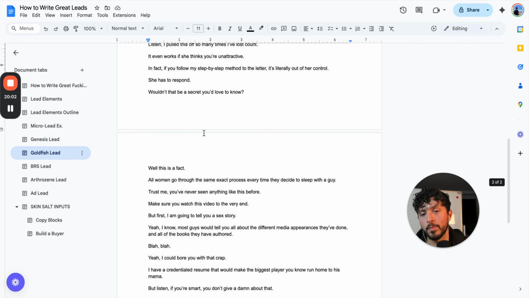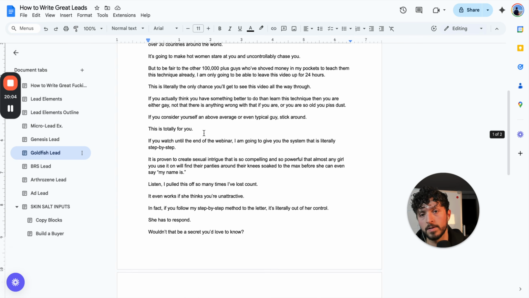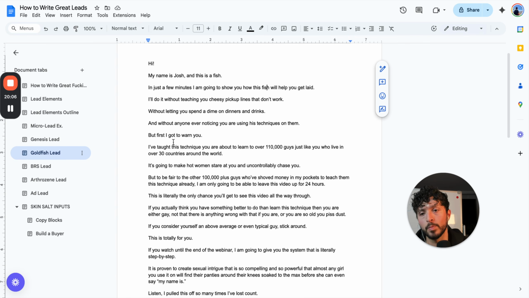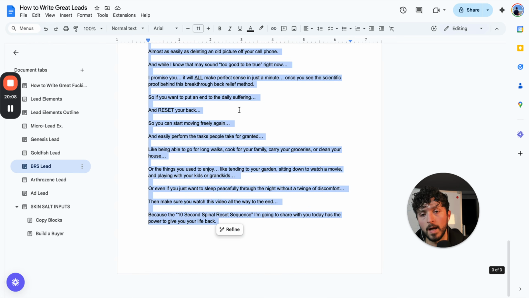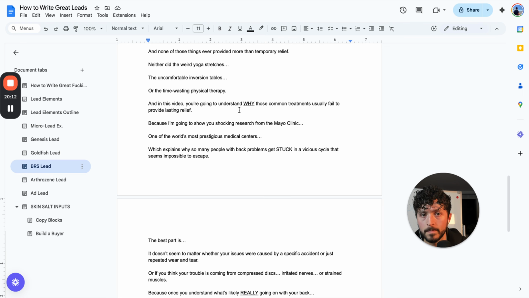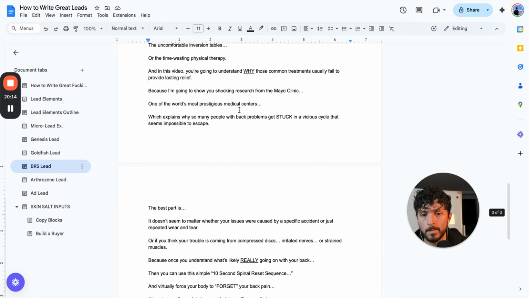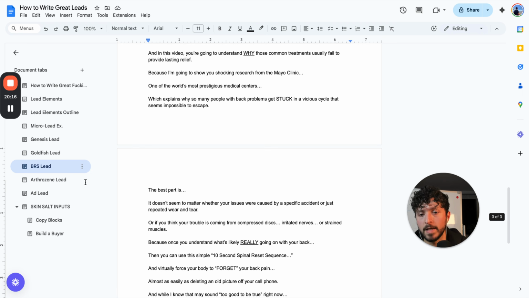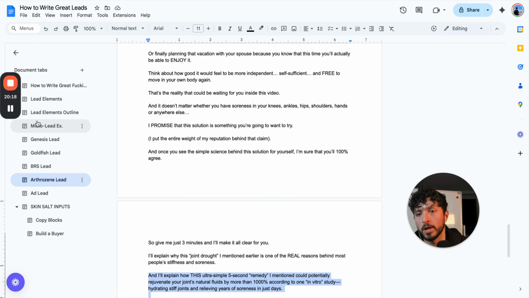This goldfish one, I'm pretty sure has no fascinations, right? So you don't even need them all. Yeah, this one's super short, no fascinations. This one's from my business partner. I don't think it has any fascinations. And then Arthur Zine, you already looked at those ones on there.